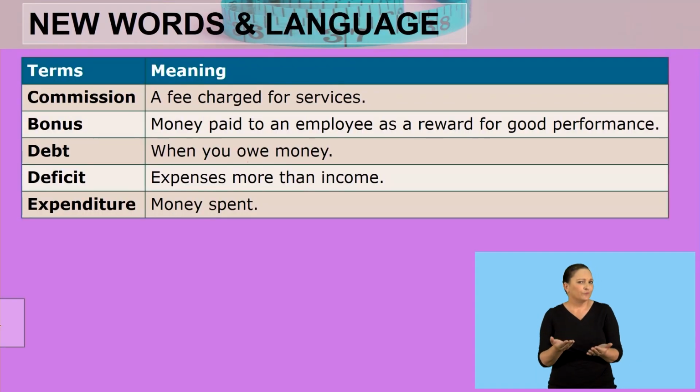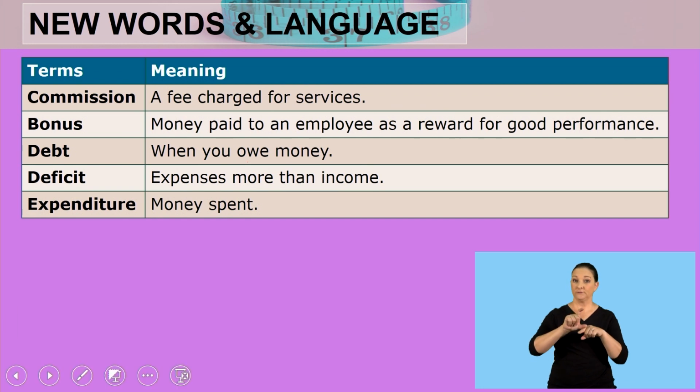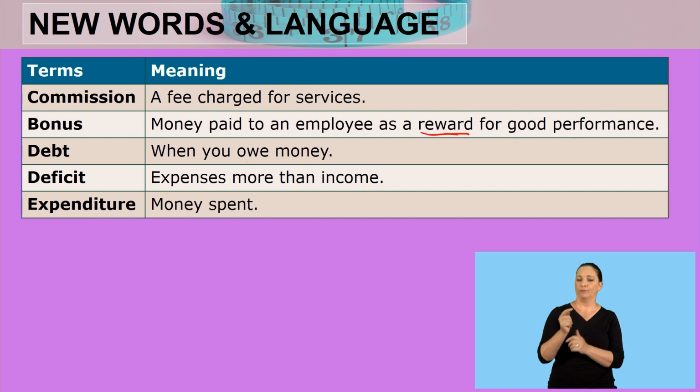Right, let's go on to new words and language. Commission, a fee charged for services. Then we've got bonus, money paid to an employee as a reward for good performance. Debt, when you owe money. Deficit, expenses more than income. You don't want those two. Expenditure, to spend money, money spent.